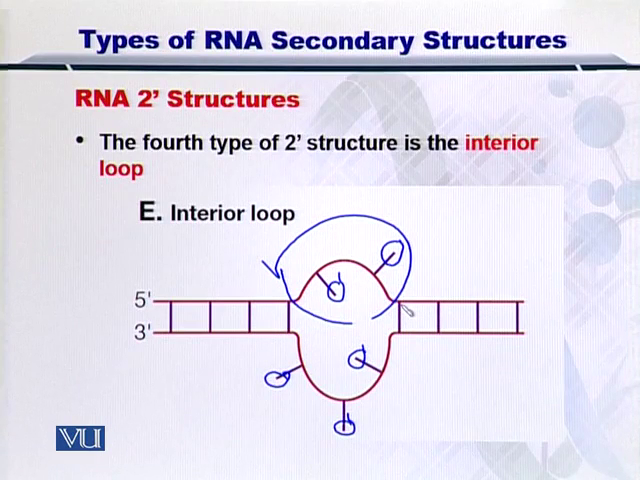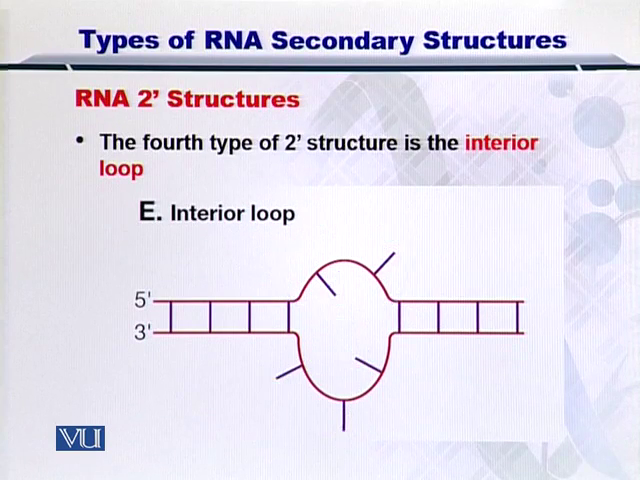On the 5' strand, it is possible that there are multiple nucleotides that remain unpaired, including 1, 2, 3 or more. And similarly, on the 3' end, we can have more than 1 or 2 or 3 or even more nucleotides that are unpaired. So this is just an example of the interior loop.